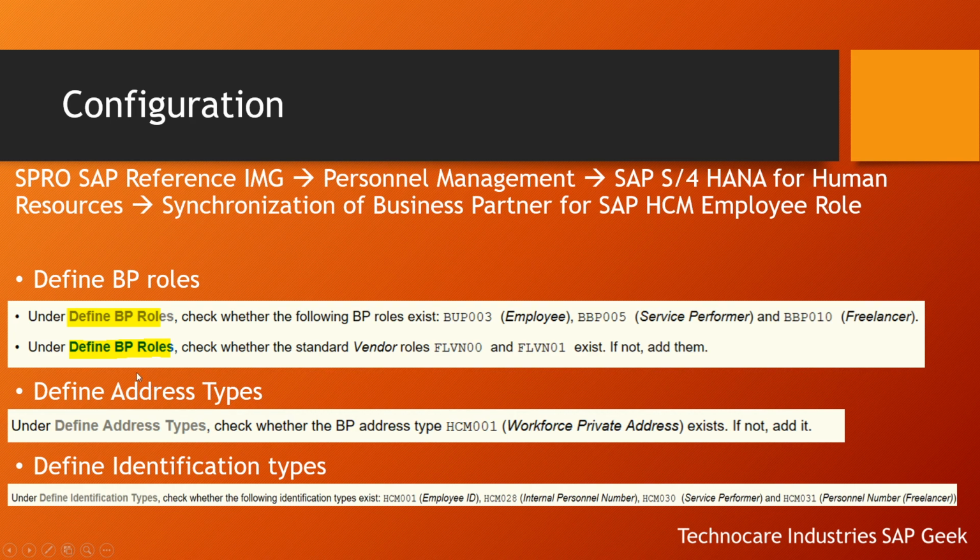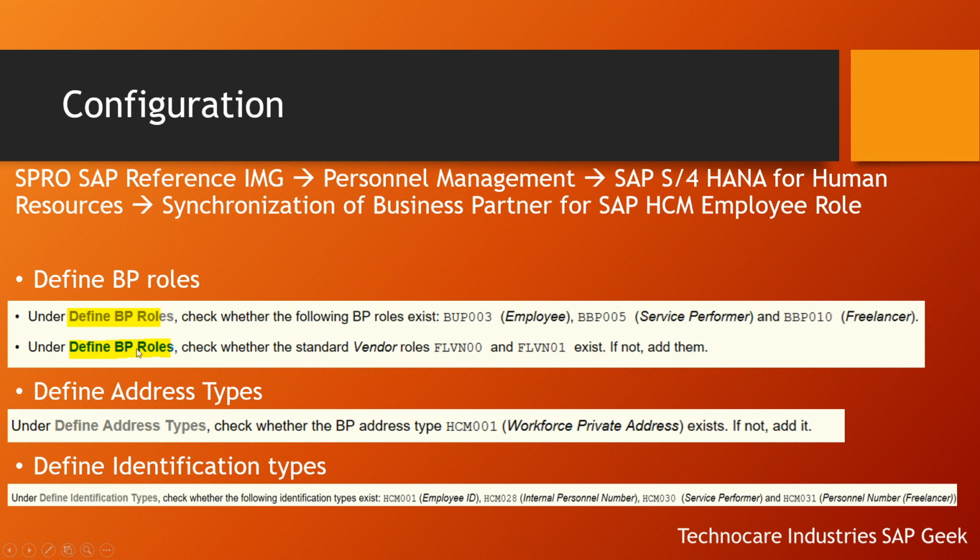Similarly, we also have to check whether the standard roles FLVN00 and FLVN01 are present. Along with this, whatever roles we need, even if it is a customer role starting with Z, or a customer vendor role starting with ZFL, those can also be assigned automatically to the business partners, provided they are present in define BP role.